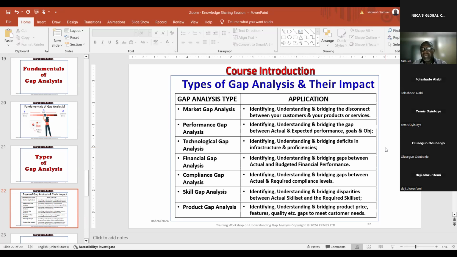Then we talk about skills gap. This just has to do with a comparison between the actual skill set of your employees, or an employee, versus the required skill set, what the organization says the job holder should have, or what the client who is giving you the job is requesting in terms of competence, your skills as the person that wants to be engaged or employed. So that's about skills gap analysis.